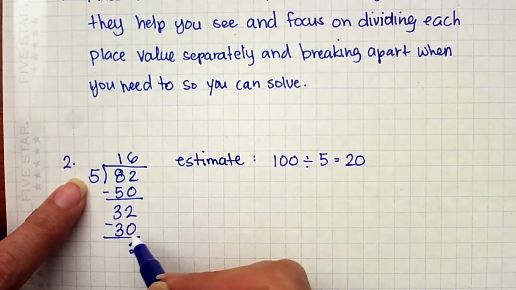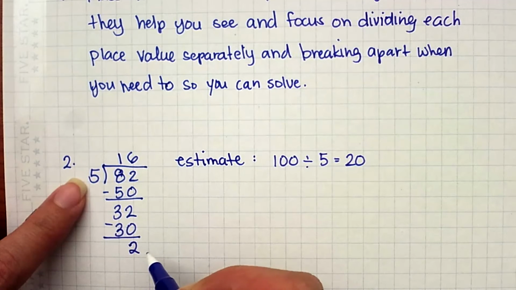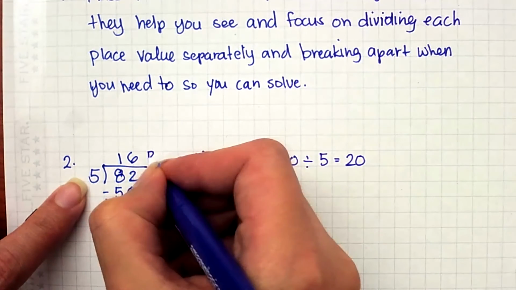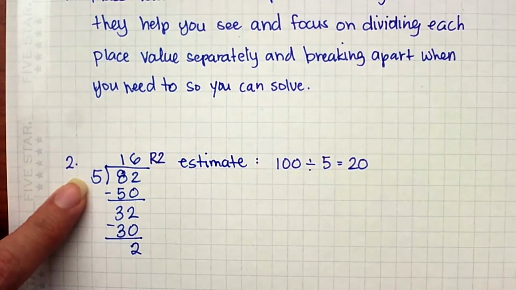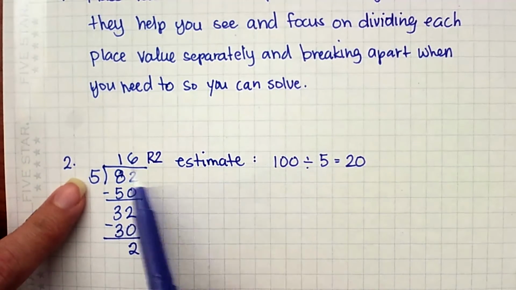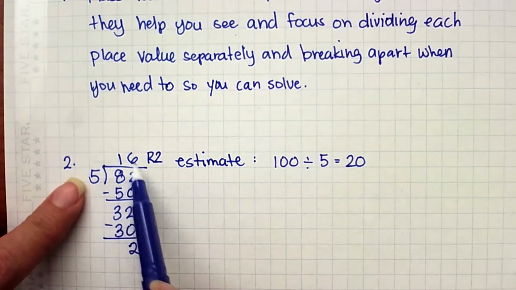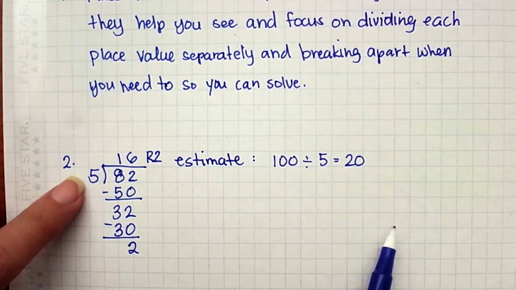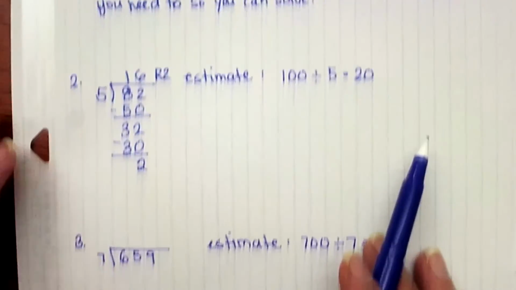Now, I don't have any groups of 5 that I can make with 2, and I can't share 2 equally between 5 groups. So my answer is going to be 16 remainder 2. Now, my answer is reasonable because I knew it would be less than 20, but not too far off, and 16 is close to 20.